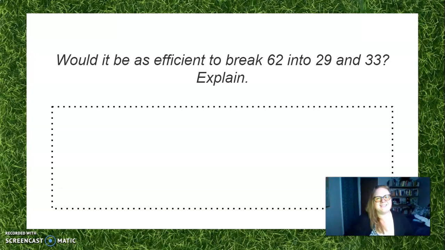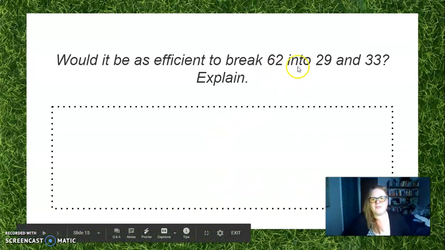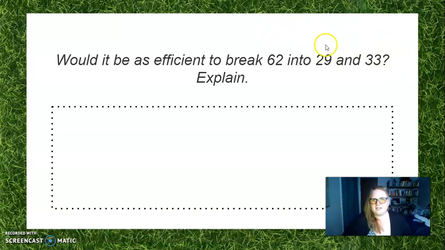Now, would it be as efficient, which means easier and faster, to break 62 into 29 and 33? You tell me, would that be easier to multiply by 7? 7 times 29 and 7 times 33? You tell me.